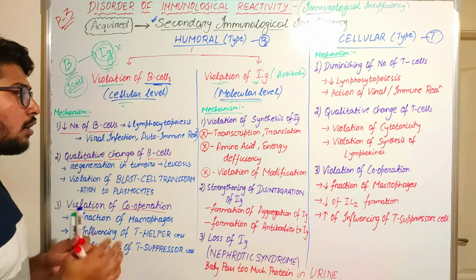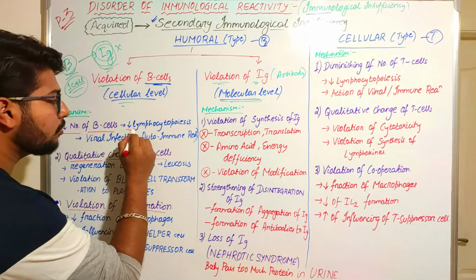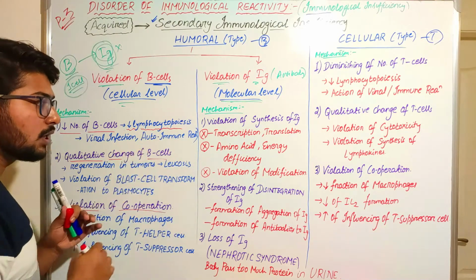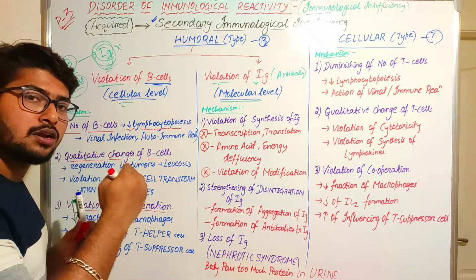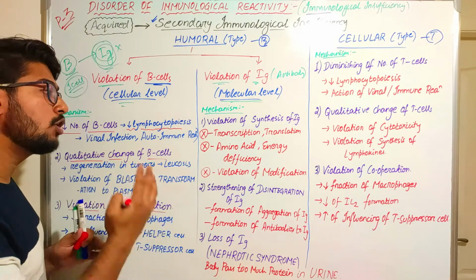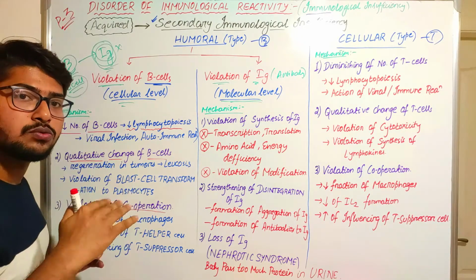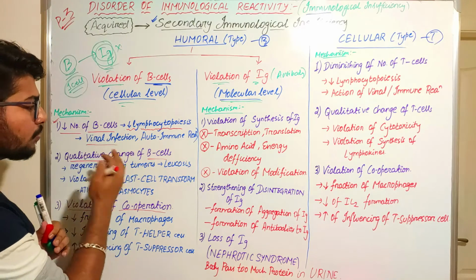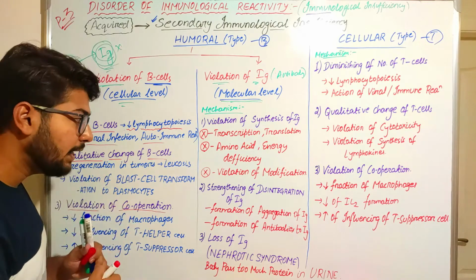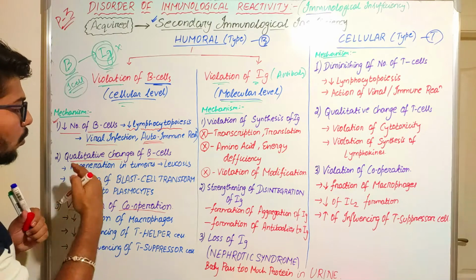What is the situation where there will be a decrease in the number of B lymphocytes? When there is a decrease in the process of lymphocytopoiesis. Lymphocytopoiesis means the process of production of lymphocytes. It means there will be a decrease in the production of B lymphocytes, and that is why the B cells will be less in amount. Also, when there is viral action or autoimmune reactions, the number of B cells will automatically reduce. Next comes the qualitative change.